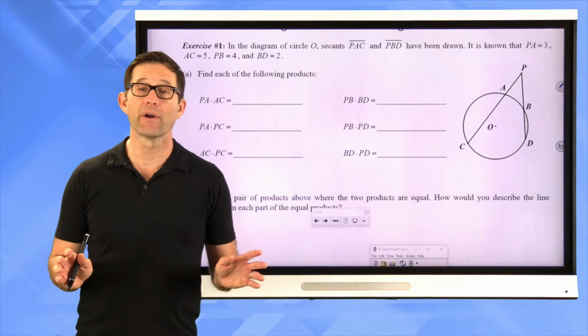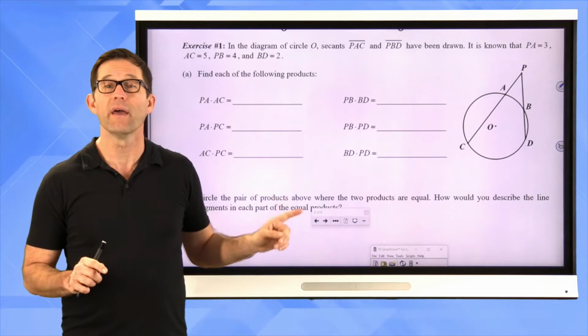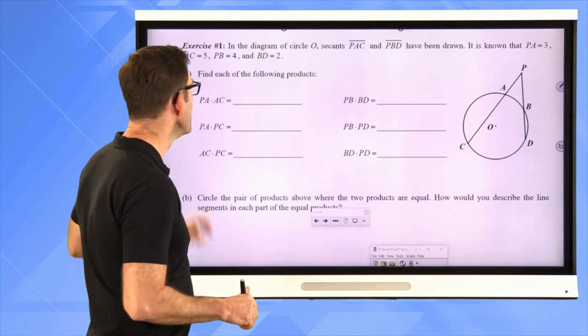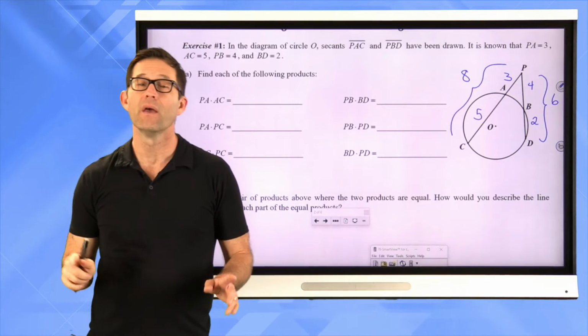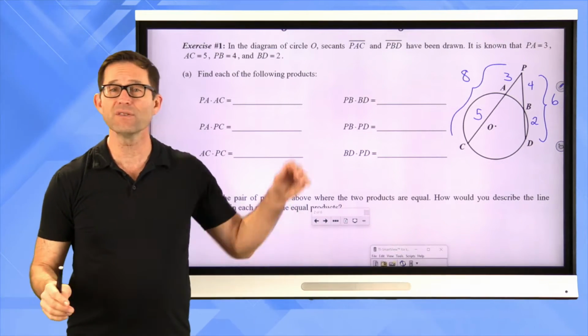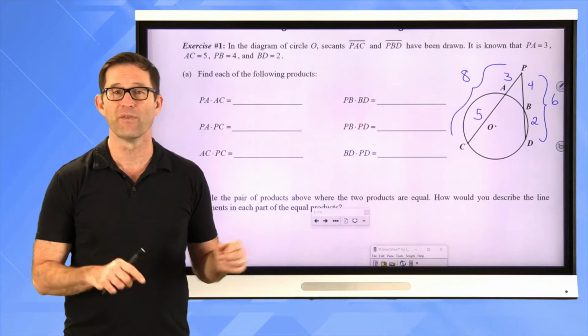Now this isn't going to be very hard. If I'm just asking you to find some products, it should be simple enough. But what I'd like to do is label the diagram. We've got PA is 3, AC is 5, PB is 4, and BD is 2. We could add those together to find that PC is 8 and PD is 6. Now pause the video and find each one of these products. You just have to be careful about what's what, and then we'll fill them all in.